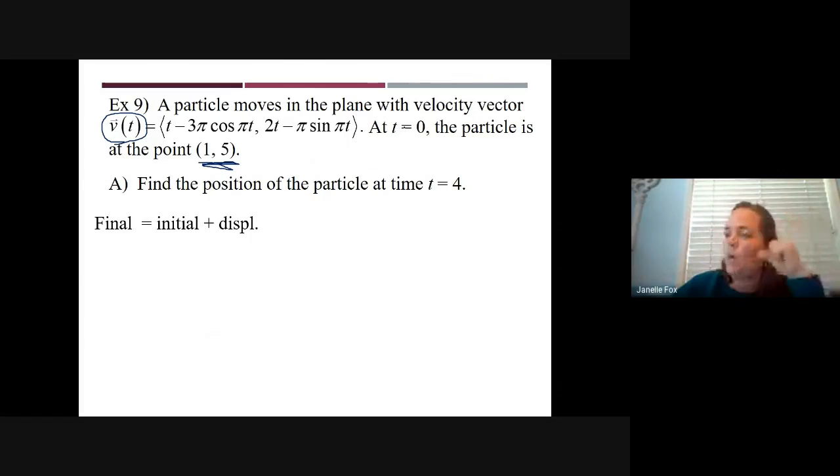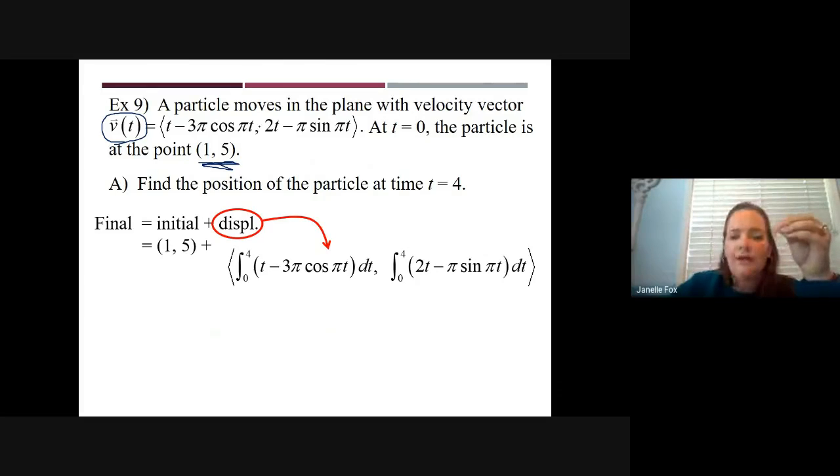Initial, 1 comma 5. What's my displacement? We just wrote in our notes that what we're going to do is now find the integrals. So we are going to take the integral from 0 to 4 of the x component of the velocity vector, t minus 3 pi cosine pi t, dt, and then the same thing, 0 to 4 of the y guy, 2t minus pi sine pi t, dt. And that's what we're going for.